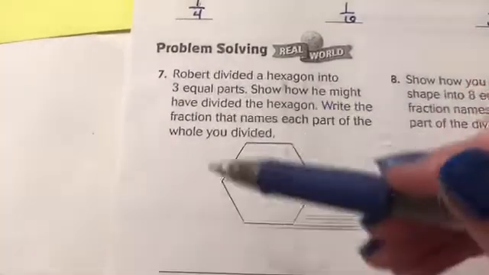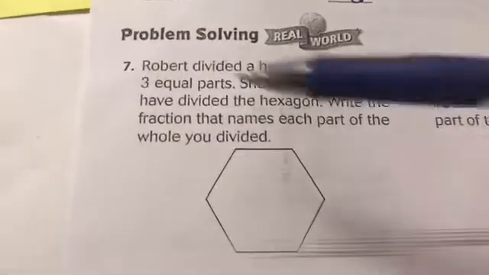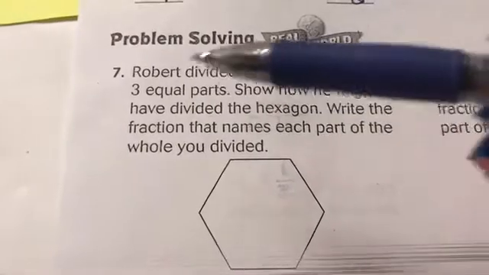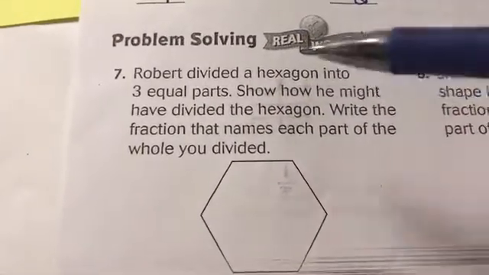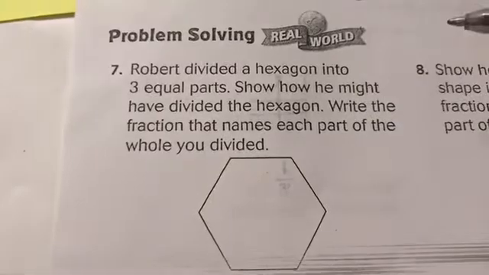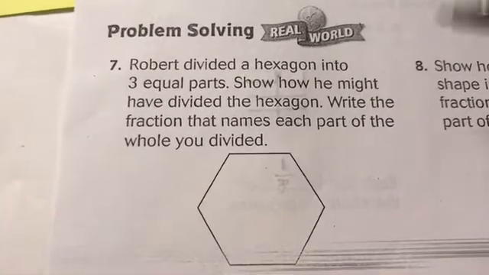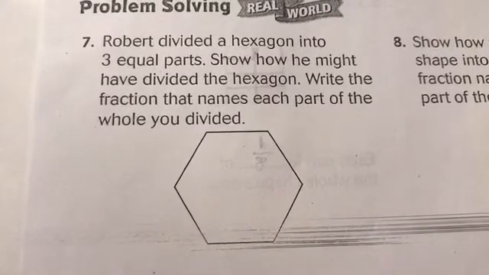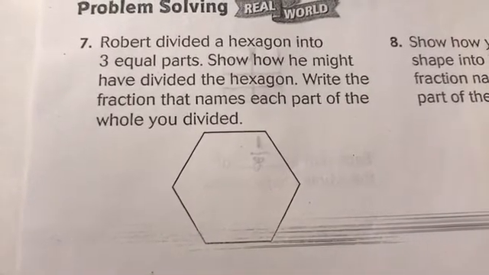Ooh, now we don't have a grid, so let's see what we're gonna have to do. Robert divided a hexagon into 3 equal parts. Show how he might have divided the hexagon. Write the fraction that names each part of the whole you divided. So how could we divide this into just 3 parts?